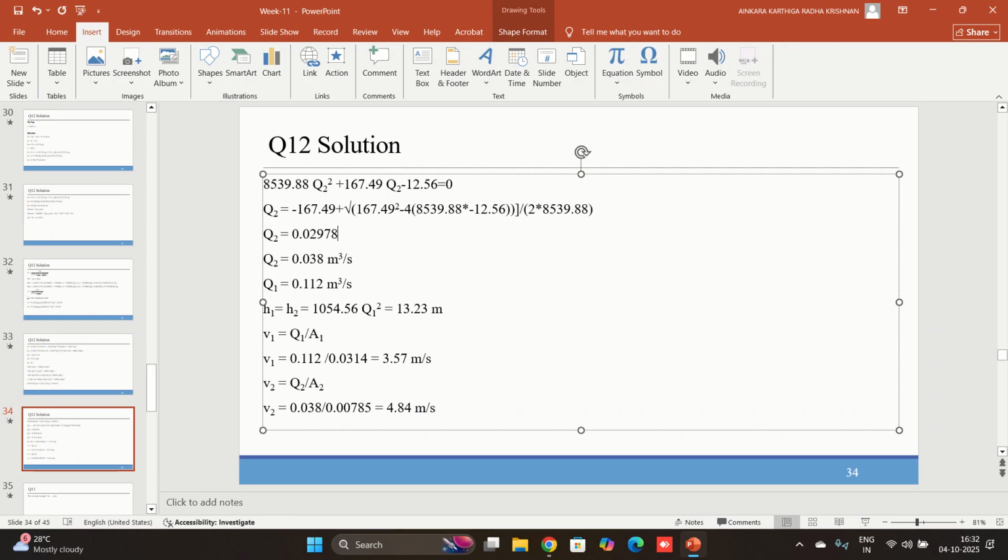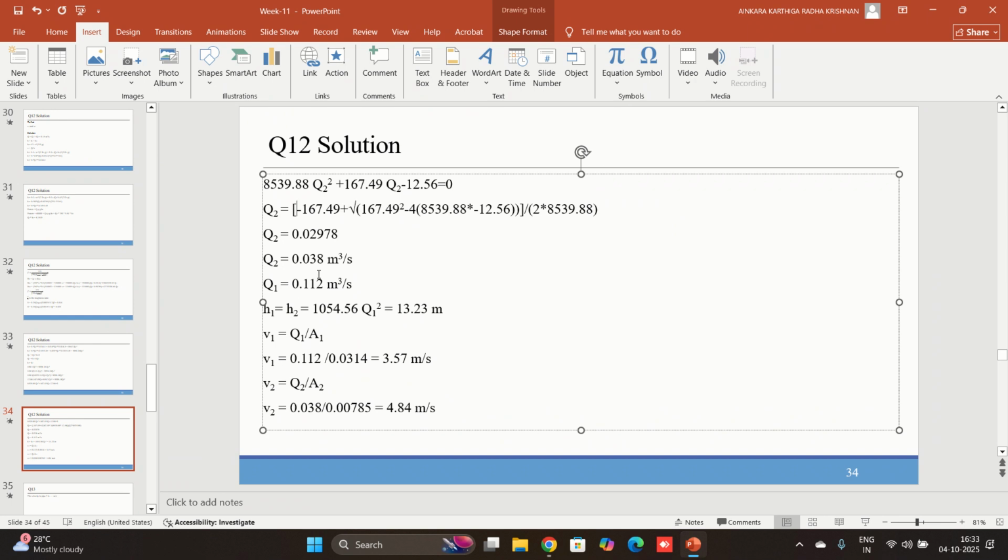Just a minute. 4 into 8539.88 into 12.56 plus 167.49 square, divided by... okay, almost the same only. So here it should be this one.